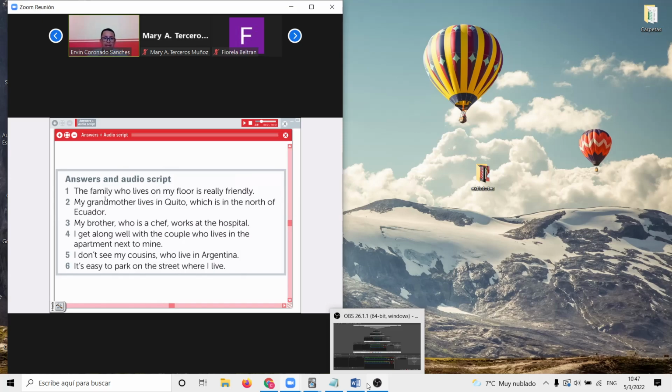If you see the first one, the family who lives on my floor is really friendly. All this information is essential. We can't take any kind of sentence, any kind of word, because everything is essential in this idea. But in the second, yes, we can. We can say, my grandmother lives in Quito. That's correct. We can take the next part because that is the extra information. So what information do non-defining relative clauses give? They give extra information. And that's something you should know from now on when you want to make or use them in context or in your daily speech.